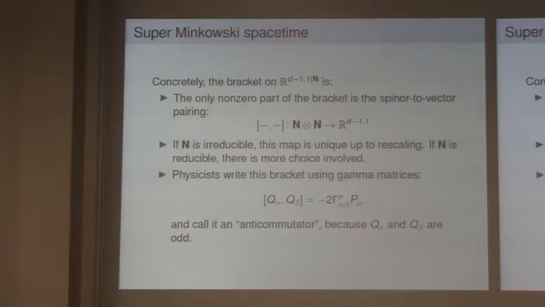Physicists usually write this bracket using gamma matrices. These gamma matrices, by the way, are the actual choices. They take the commutator of two supercharges, Q, and it produces a gamma matrix contracted with a translation operator. They call it an anti-commutator in this case because the Qs are odd. So this bracket is actually symmetric. Any questions so far? Okay.